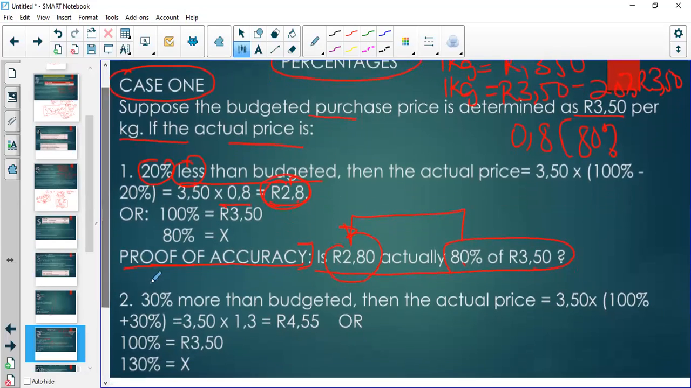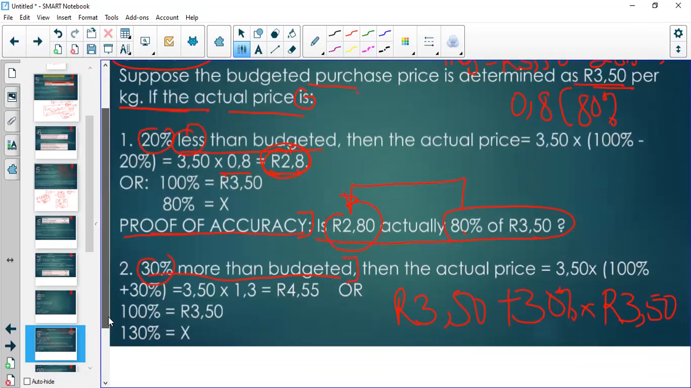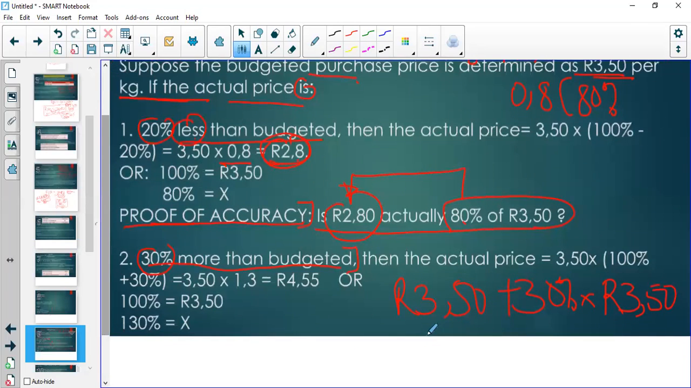So what about if they say the budgeted price was 3 rand 50 per kilogram, and the actual price is 30% more than budgeted? Then obviously that's 3 rand 50, right, plus 30% of 3 rand 50 because it's more, right? So there's an additional 30% of that 3 rand 50. Or if you want, you can quickly say multiply by 1,3. Remember, 1,3 is 30%.